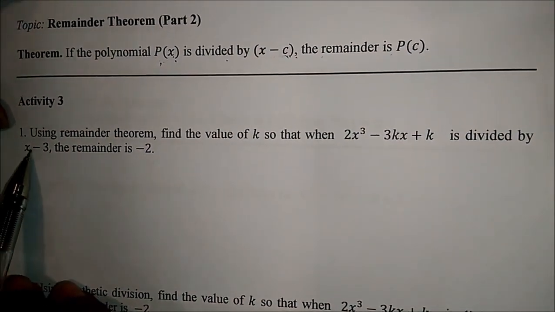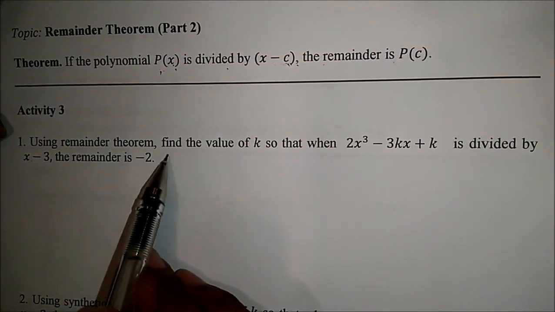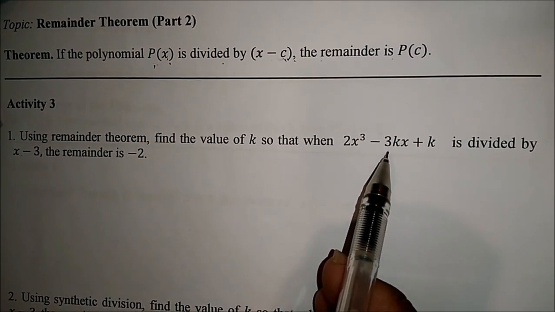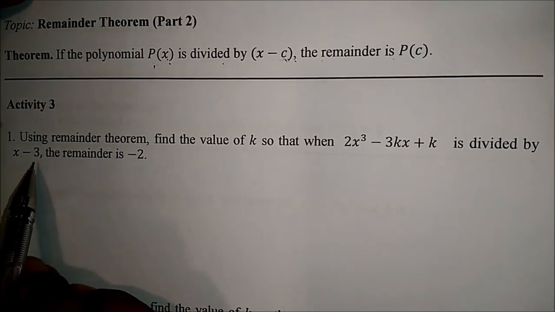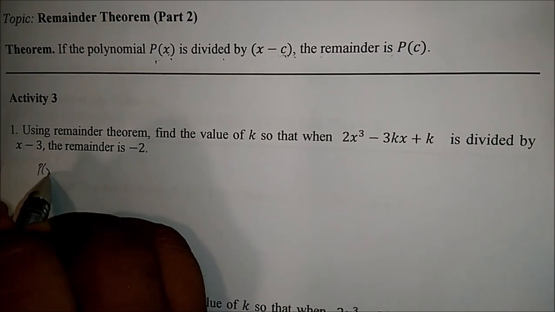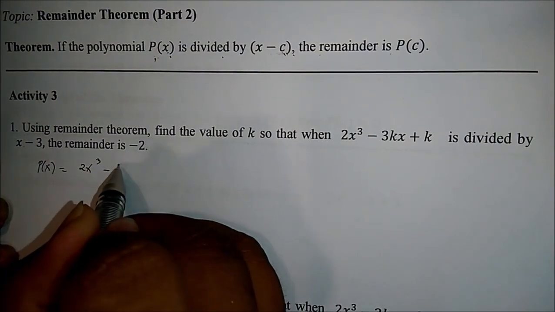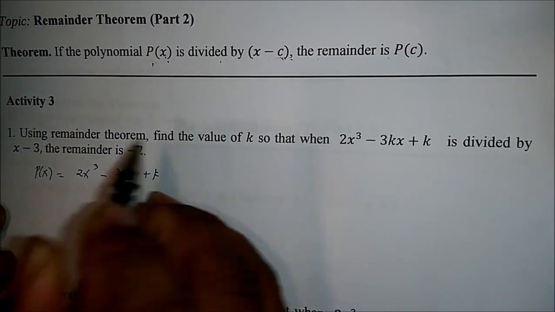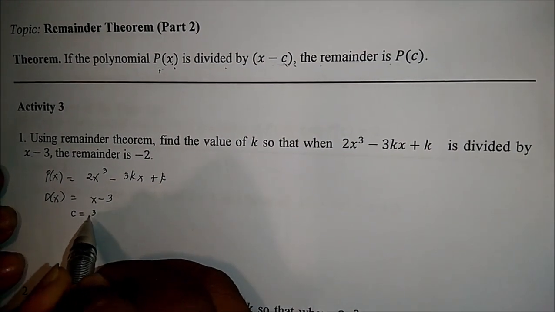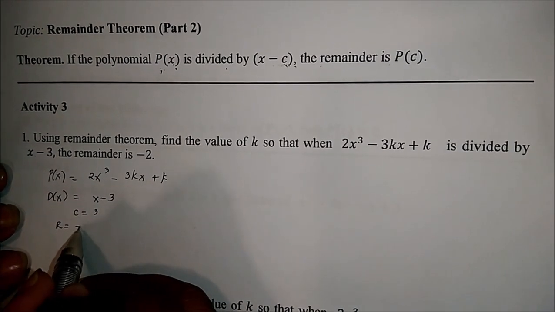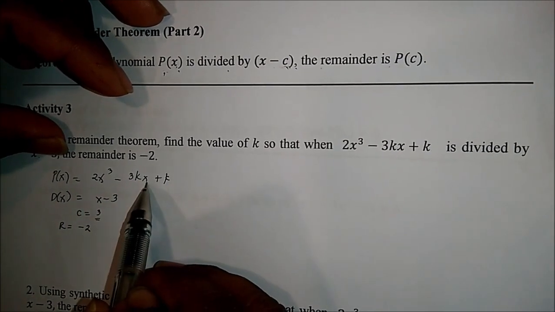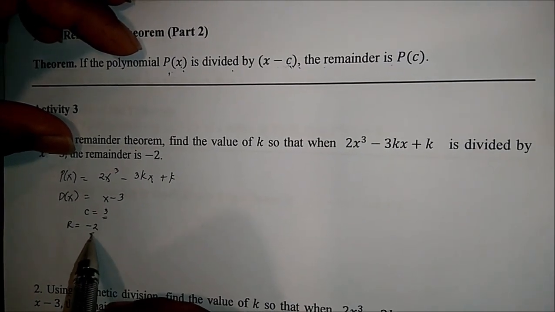Let us have activity 3, number 1. Using remainder theorem, find the value of k so that when 2x cubed minus 3kx plus k is divided by x minus 3, the remainder is negative 2. So our p of x is 2x cubed minus 3kx plus k. Our divisor is x minus 3. That means the synthetic divisor is positive 3. The remainder is negative 2. If we substitute the synthetic divisor in x here, that would be equal to the remainder, negative 2.